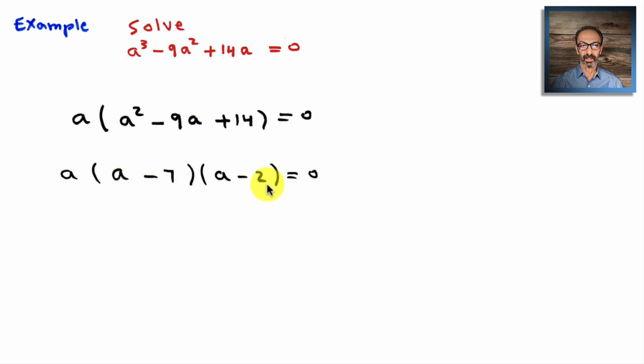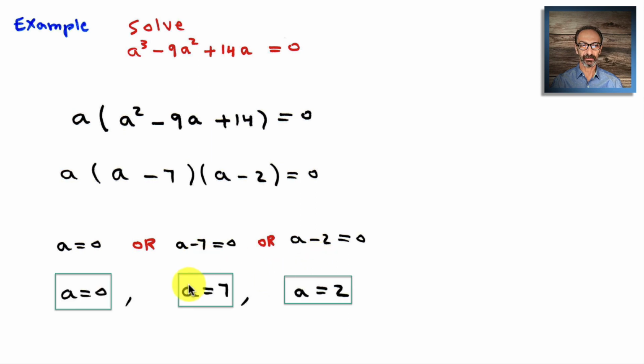That gives me three options. The principle of zero products tells me either this is 0, or this is 0, or this is 0. So a equals 0, or a minus 7 equals 0, or a minus 2 equals 0. Add 7 to both sides here, add 2 to both sides, and finish it. So you have a equals 0, a equals 7, a equals 2.